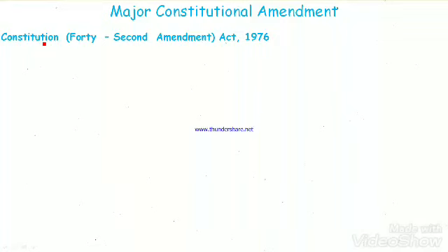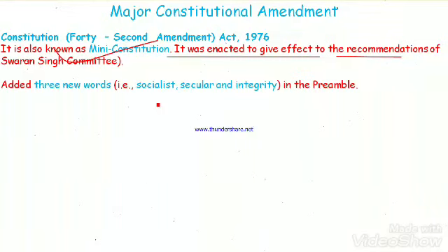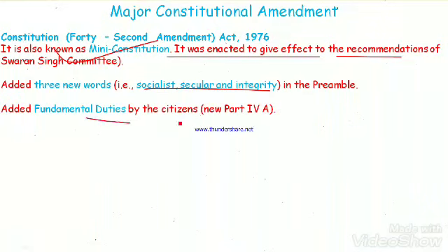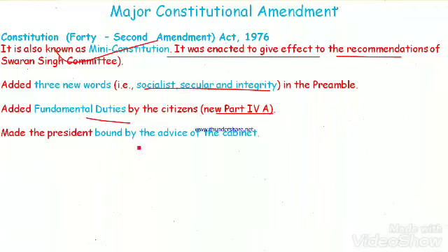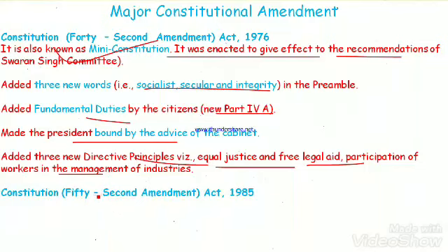Now let's talk about the Constitution 42nd Amendment, very important. It is also known as the mini constitution. It was enacted to give effect to the recommendations of the Swaran Singh Committee. It added 3 words: socialist, secular, integrity. Then the third is it added fundamental duties, a new Part 4A. It made the president bound by the advice of the council of ministers, meaning the president has to take the advice of the cabinet before making any decision. It added 3 new directive principles: equal justice and free legal aid, and participation of workers in the management of industries.